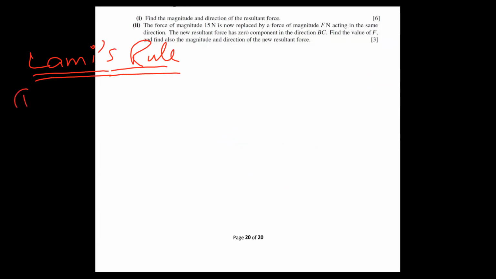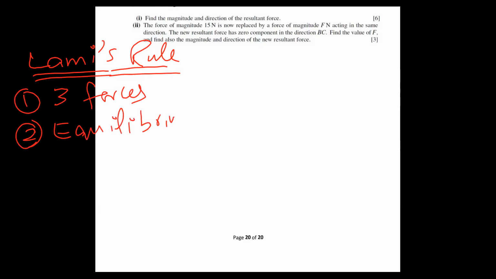Lamy's rule applies when you have three forces, not two forces. Number two, it is applicable only in equilibrium conditions, only if the system is in equilibrium. Okay, so let's start.